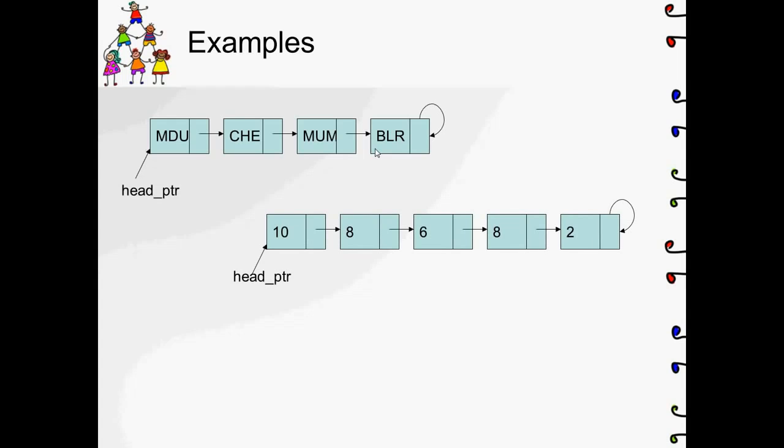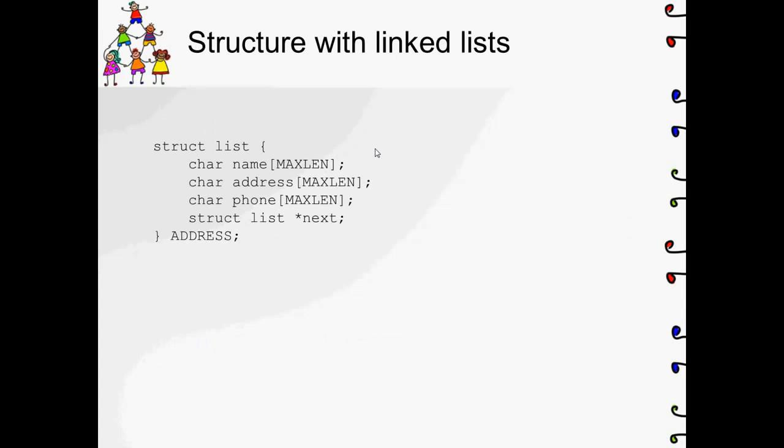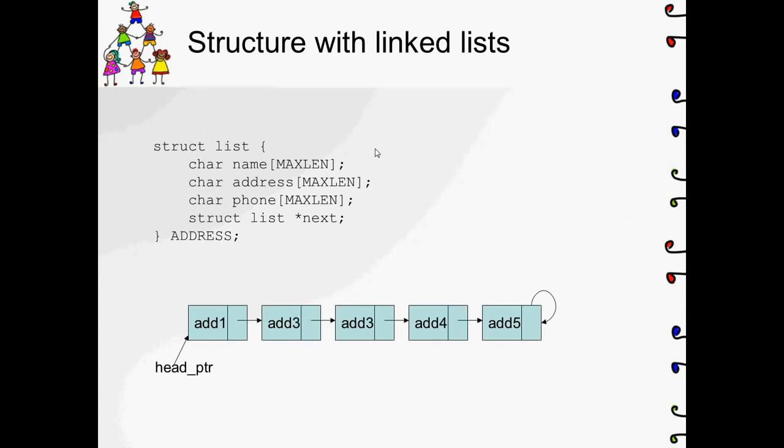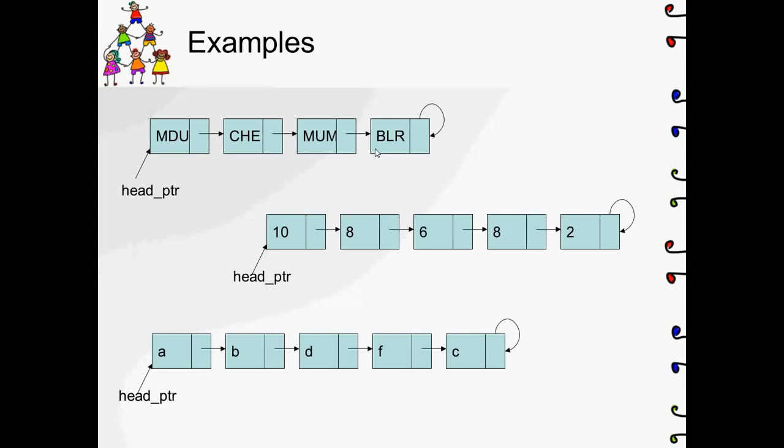For example, if I want a sequence of names, I can have it like that: Madurai, Chennai, Mumbai, Bangalore, like that. Or if I want to store an integer value, I can do it. And if I want to have a structure, I can also put a structure inside it. It could be anything which is linked to each other. Here I have put in a structure: first is the name, second is the address, third is the phone number, and the next link node. It's a combination of multiple things. This is a simple, straightforward single element.